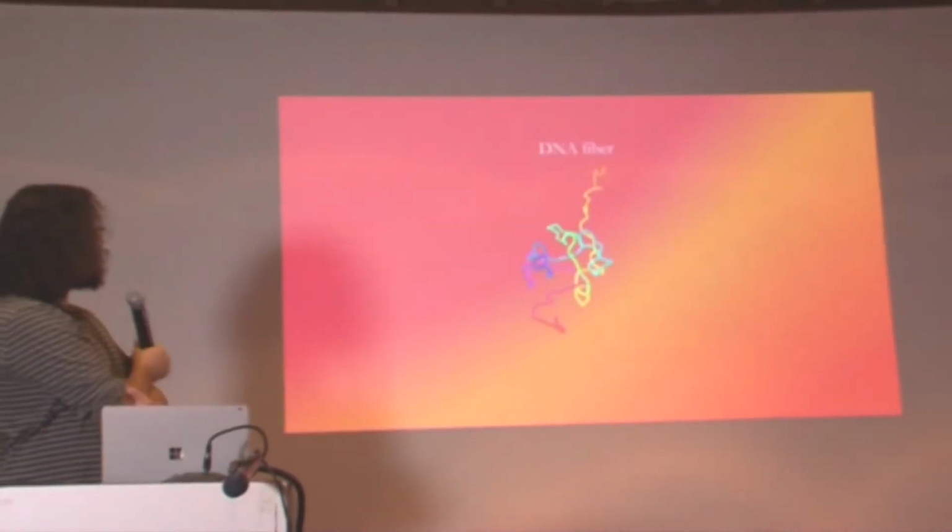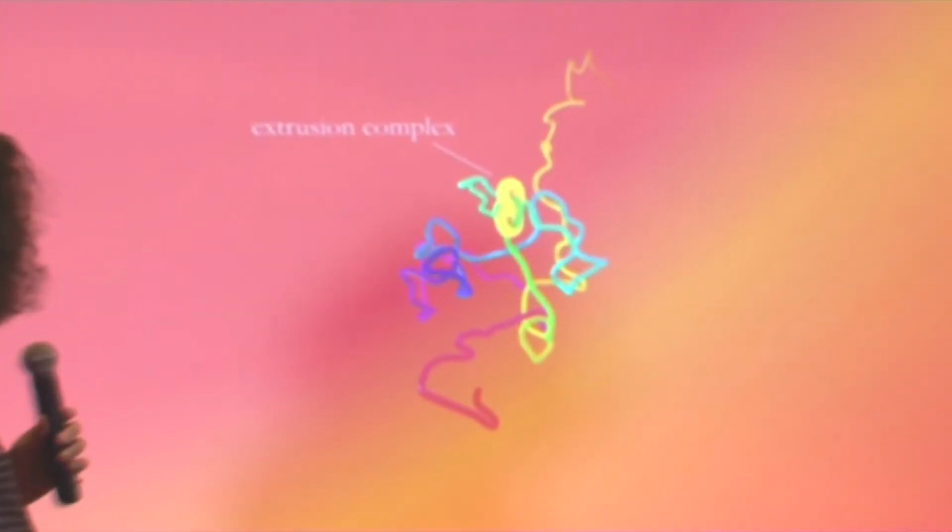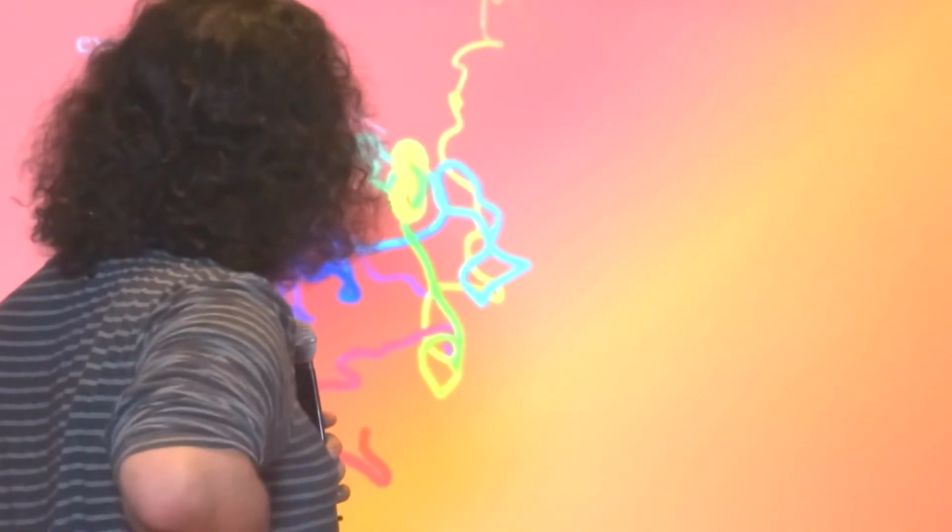We call this a theory. Here's our theory. The theory is that two pairs of cohesin rings, tethered to one another, land at adjacent sites on chromatin, and then the rings start to slide in opposite directions.